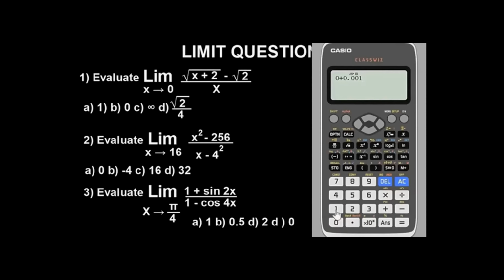So because the limit is tending to 0, had it been tending to 2, all we could have done here is 2 plus 0.001, but since it's tending to 0, we will make use of 0 plus 0.001. Very, very important, guys. So having done this, let's press equal and see the value. Then this is the value, so you store this number.